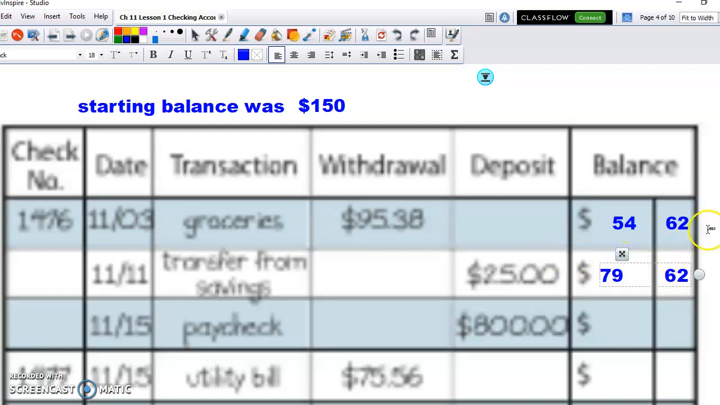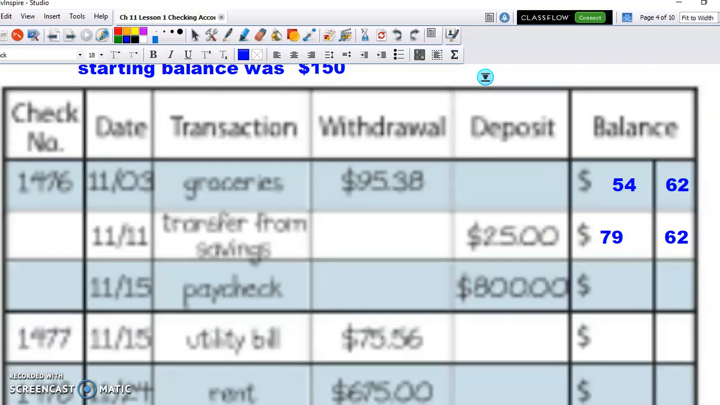Okay, so now a few days later, I get a paycheck. There are people that get paid once a month, like teachers, and then there are people that get paid twice a month, which means they get paid every other week. Okay, so I get paid once a month, but my husband gets paid twice a month.